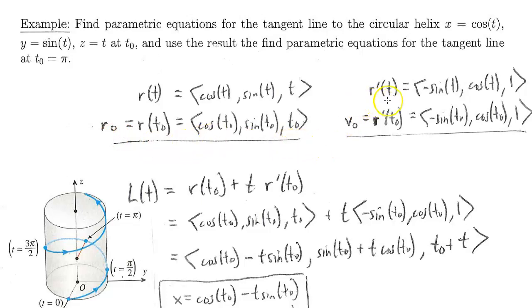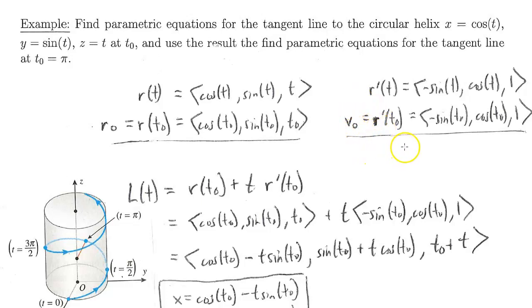Now r prime of t. If this is r of t, r prime of t is, well, take the derivative of each of these component-wise. Derivative of cosine is minus sine, derivative of sine is cosine, derivative of t is 1. And then r prime of t is that. What about r prime of t naught? Well, plug in t naught for each of these t's, and this is what we get. And again, the book calls this v naught.